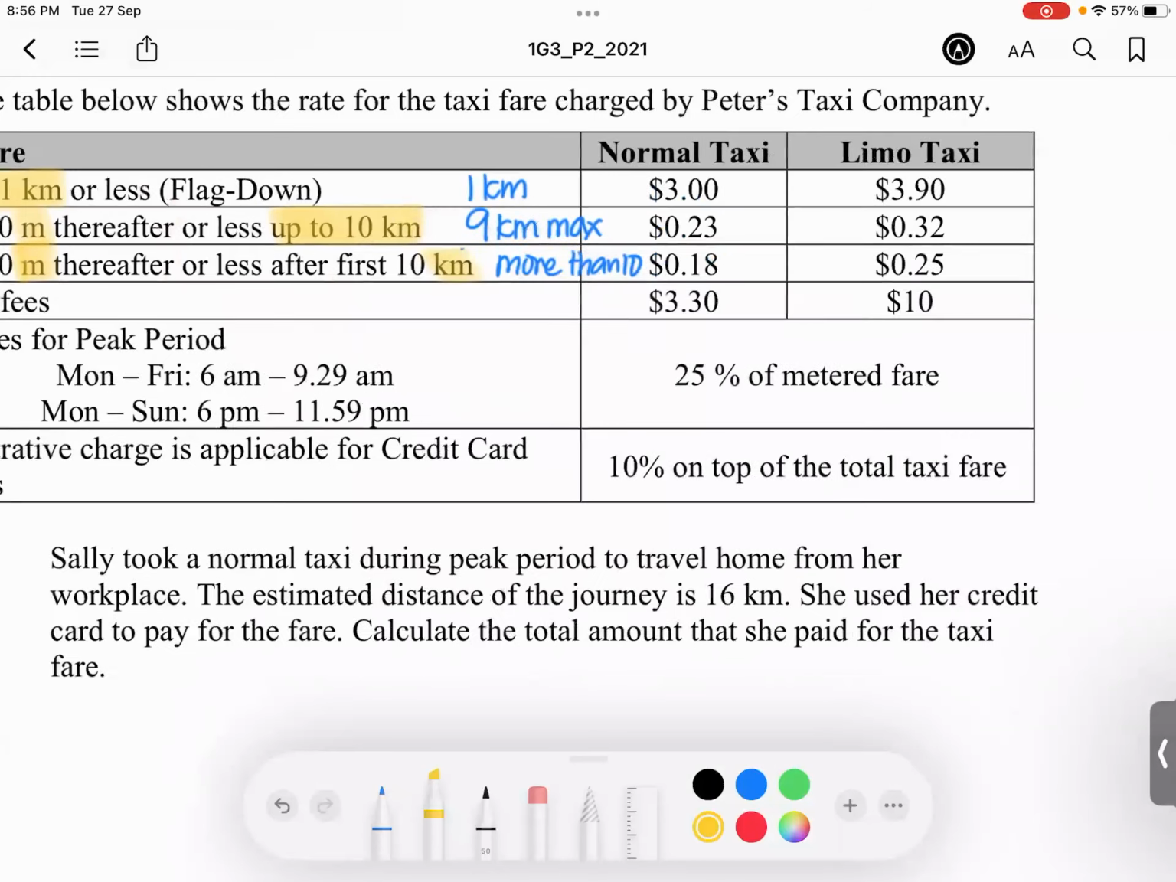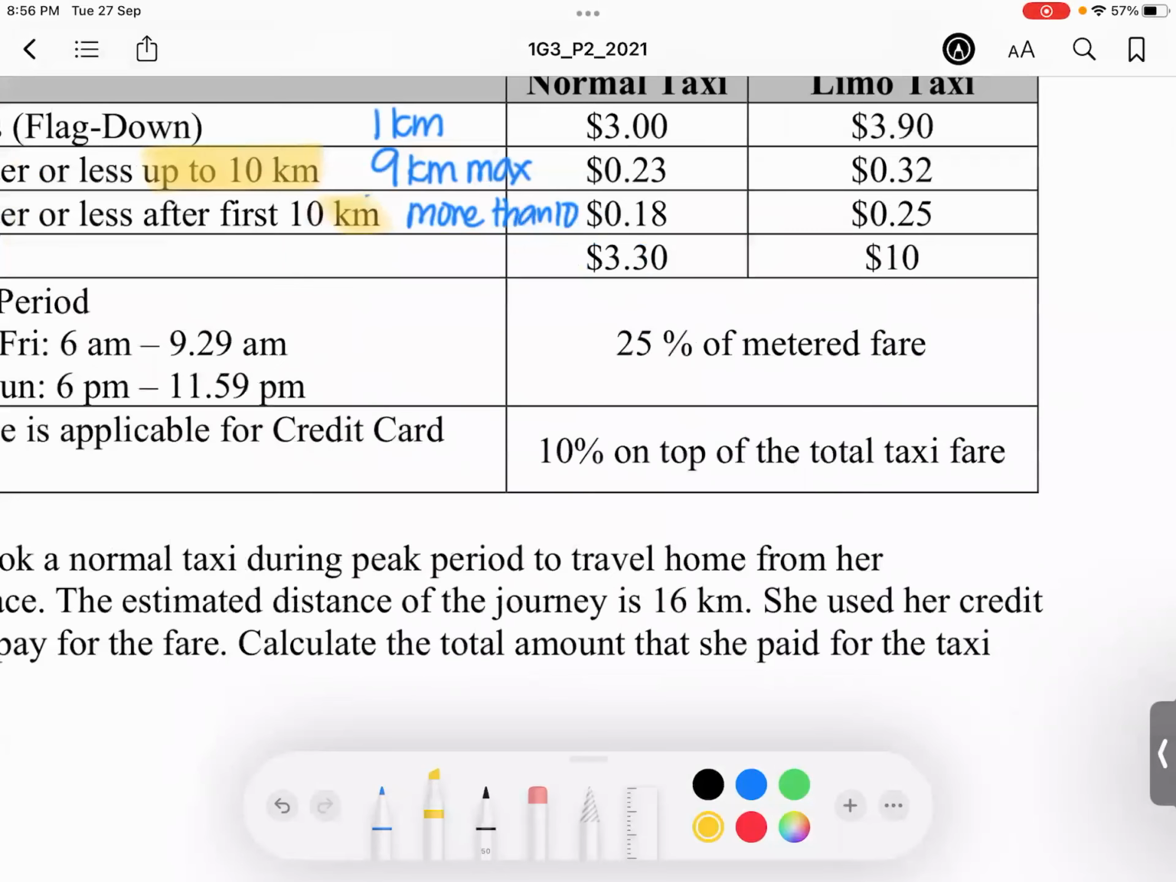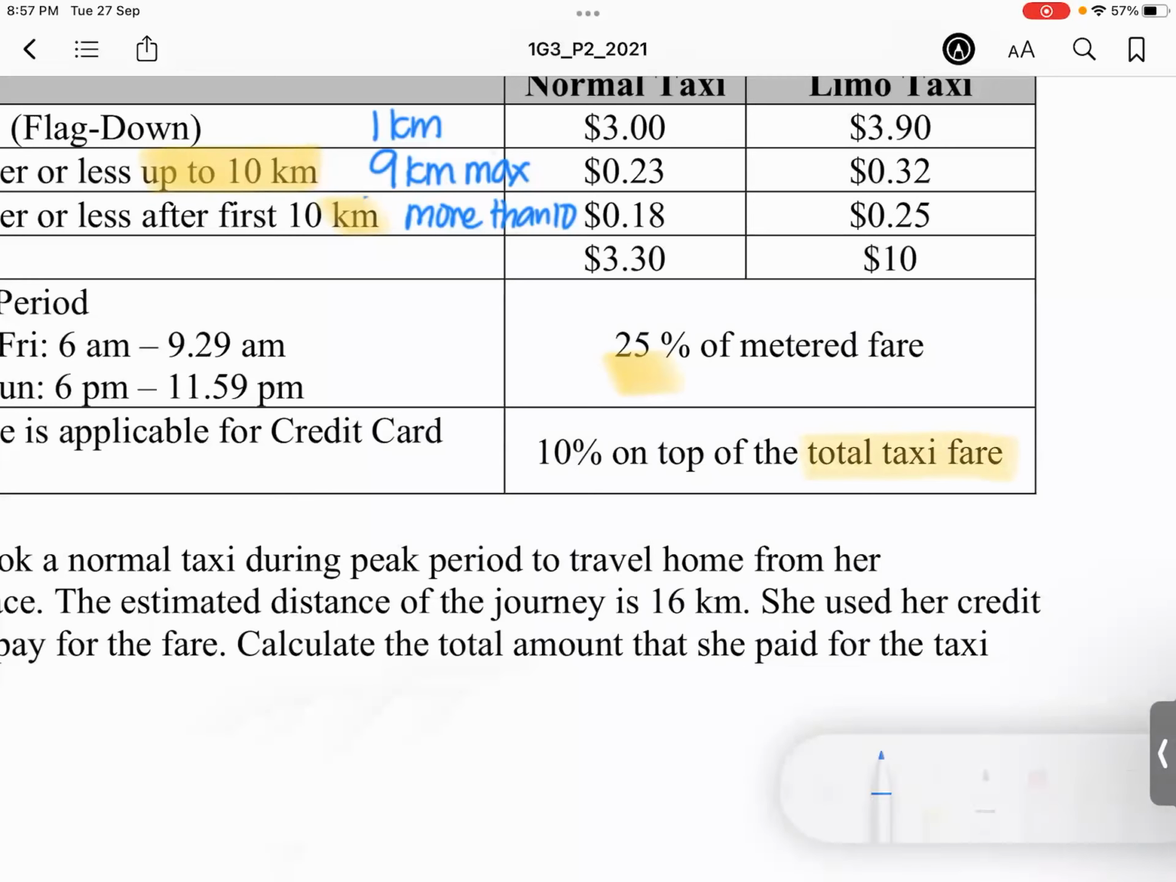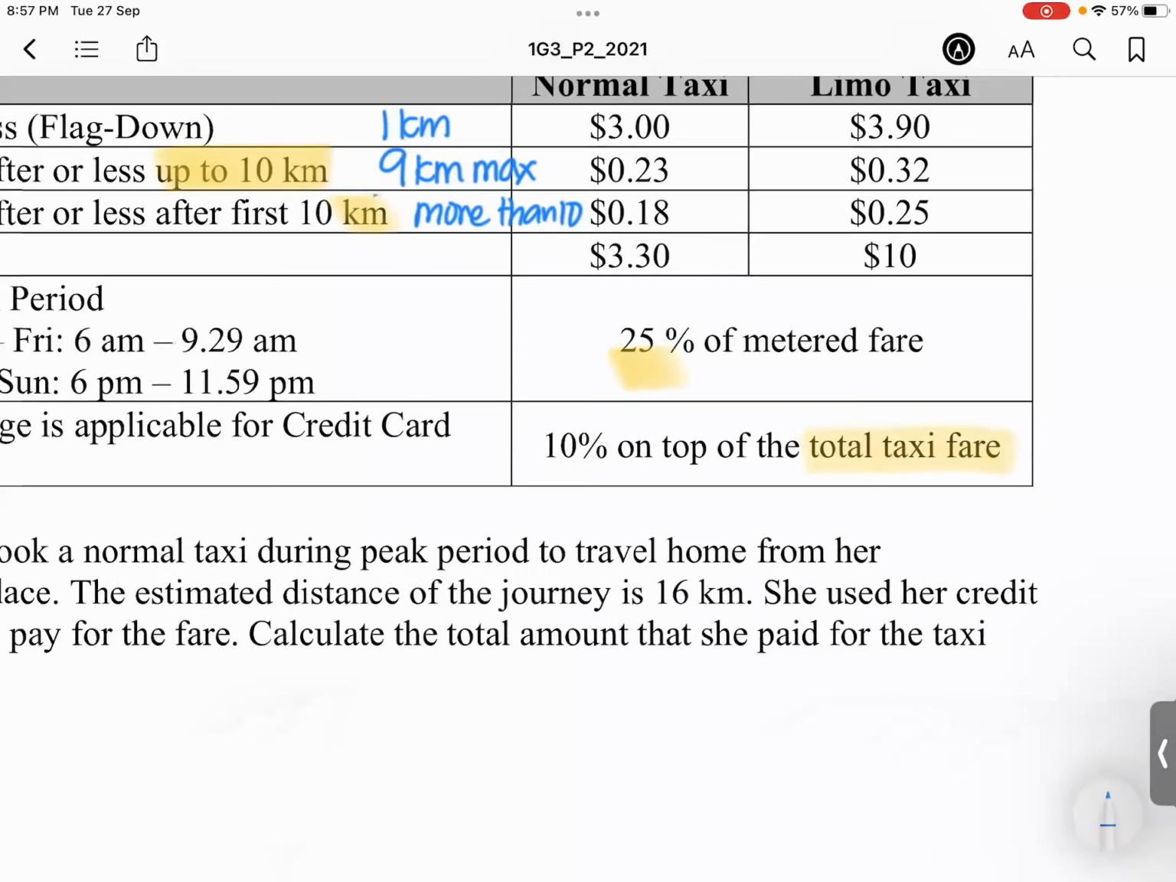This administrative fee, you have to count it last because it's 10% of the total taxi fare. So you must count the taxi fare first, including your meter charges if you have the peak period. Then you count the administrative fee. The process is different, so before and after need to take note. Okay, now with that, let's begin with our first question.